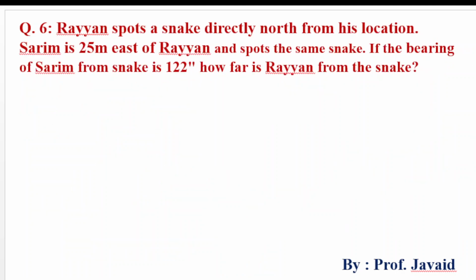Okay, the next question is in front of us. This Ryan is here, and spots a snake directly north from his location. For example, Ryan is standing here. Let me say this is Ryan. If you just understand the diagram, I think you will be able to solve the question. So the snake is toward north from his location.